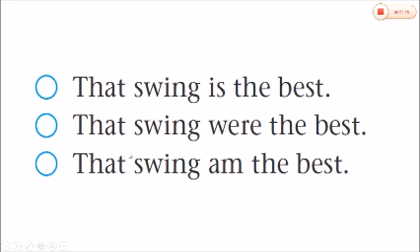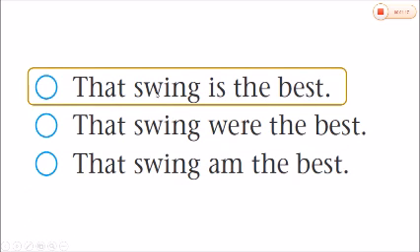Here. That swing is the best, or that swing were the best, or that swing am the best? That swing is the best. Is. Excellent, because the subject here is only one. That swing is only one. And can we say that swing were? No, because were is for more than one. And can we say that swing am? No, because am takes only I.